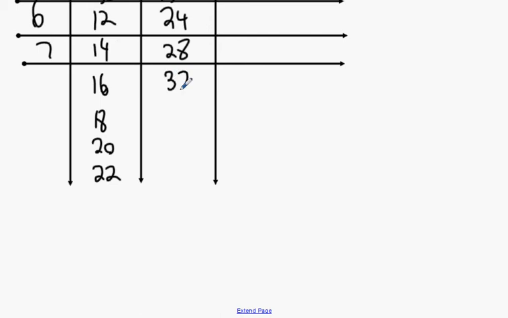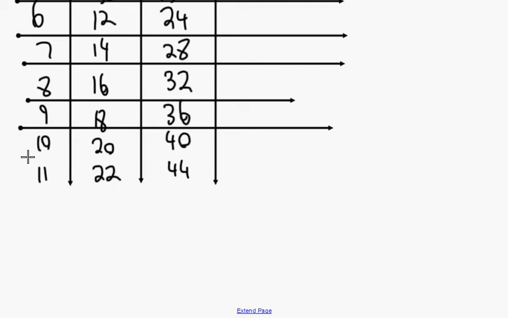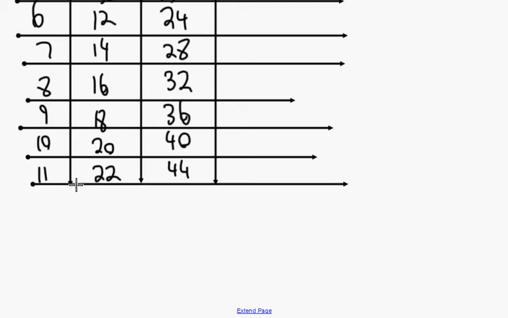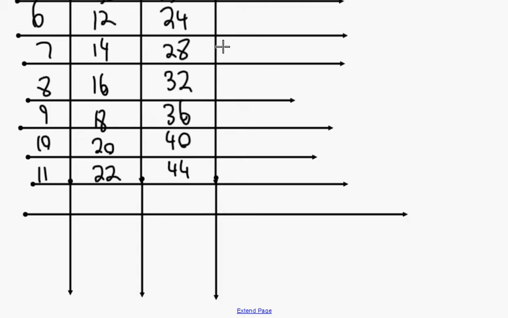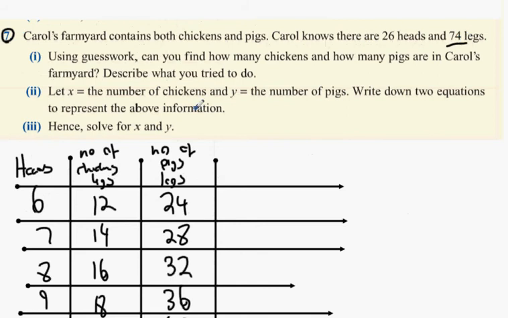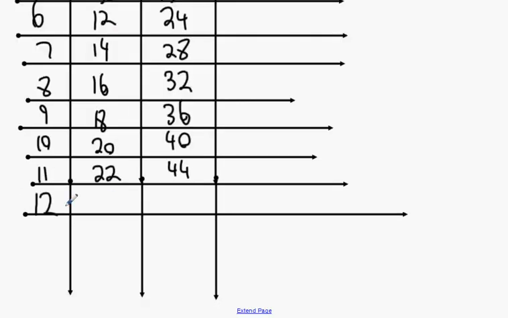So I'm just counting down. 32. What else do we have? 36. We have 40, 44, and that's 8, 9, 10, 11. I'm going to keep going a bit further. I just want to get close to 74, since the grand total is 74 legs. 12 times, that's 24, 26, 28, and 30.